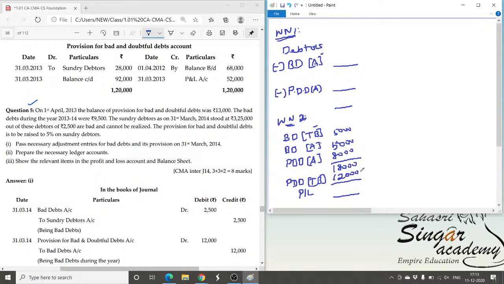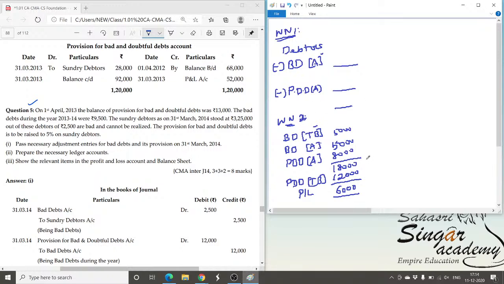If we have 12,000 rupees already created, that provision for doubtful debts appears in the trial balance. The provision appearing in the trial balance is meant for adjusting these losses. After adjusting, there is still a 6,000 rupees shortage. As this value is a shortage, it can be debited to the P&L account.